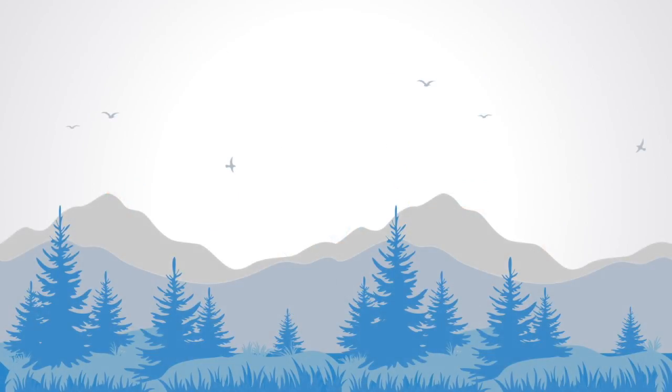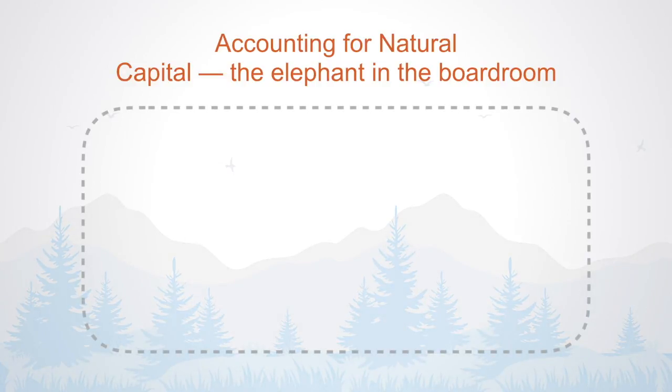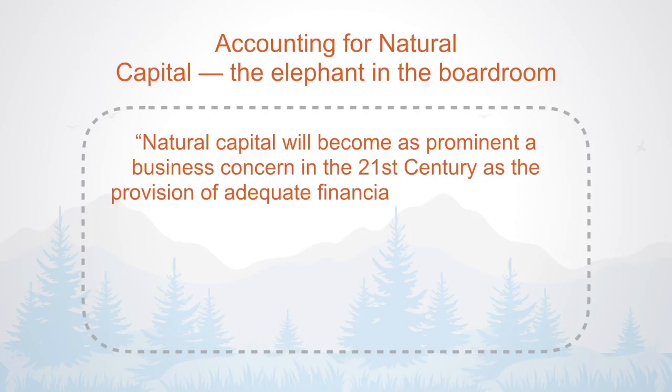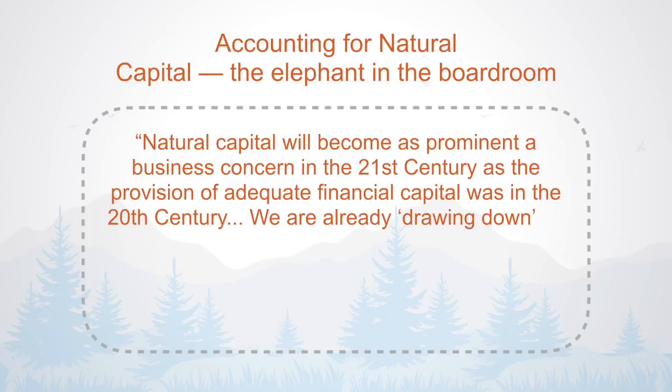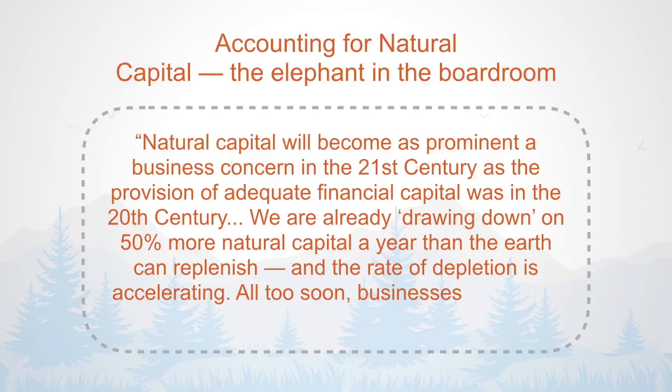In a recent Ernst & Young report entitled Accounting for Natural Capital, The Elephant in the Boardroom, the executive summary starts by saying, quote, natural capital will become as prominent a business concern in the 21st century as the provision of adequate financial capital was in the 20th century. We are already drawing down on 50% more natural capital a year than the earth can replenish, and the rate of depletion is accelerating. All too soon, businesses will face a stark choice: adapt or fail.